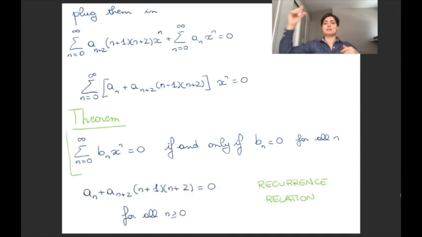That means that we can write that a_n plus a_(n+2) times n plus 1 times n plus 2 is equal to 0 for all n bigger than or equal to 0. This is called a recurrence relation. You start at a0 and you're able to recurrently understand the next step. So if you have a_n, you can compute a_(n+2).